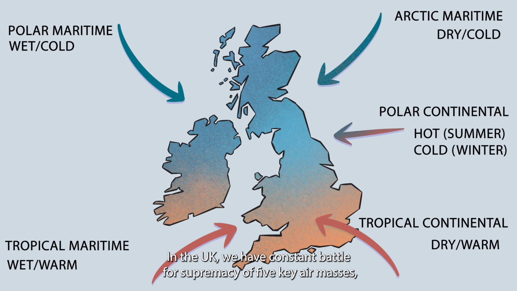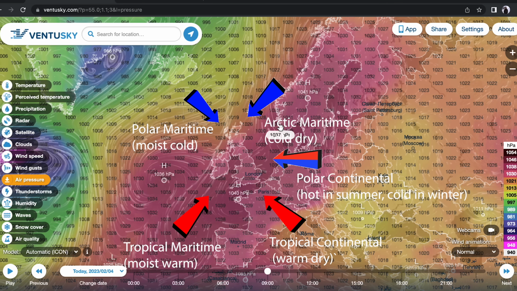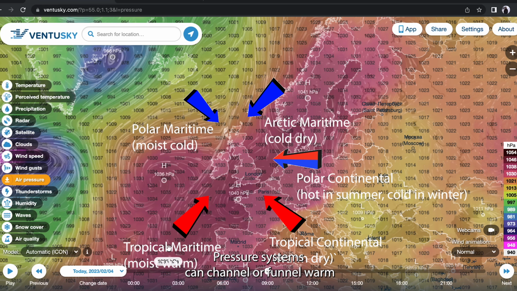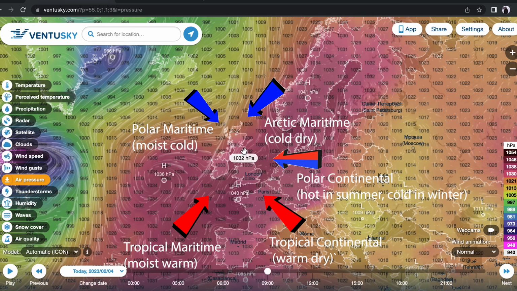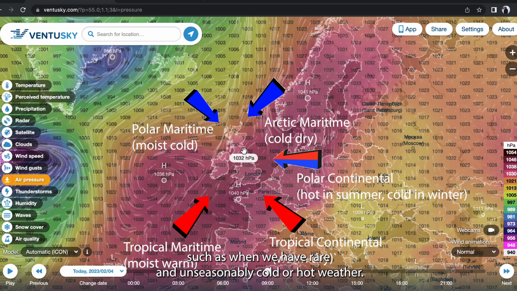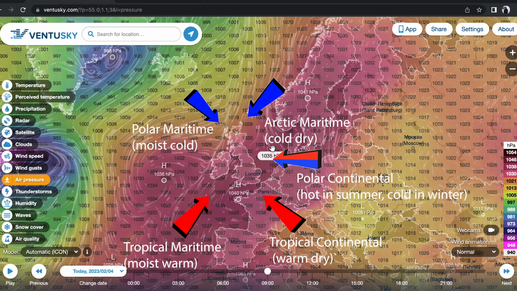In the UK, we have a constant battle for supremacy of 5 key air masses, which is why we have such changeable weather conditions. It's almost as though we don't have our own weather and we're simply borrowing it from somewhere else. Pressure systems can channel or funnel warm air masses from the south, or cold masses from the north, such as when we have rare and unseasonably cold or hot weather. This can be due to changes in pressure systems.